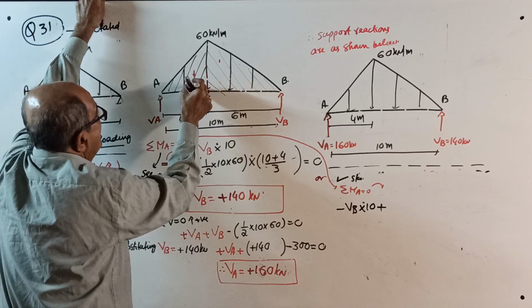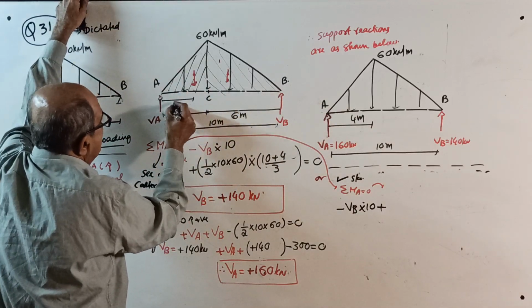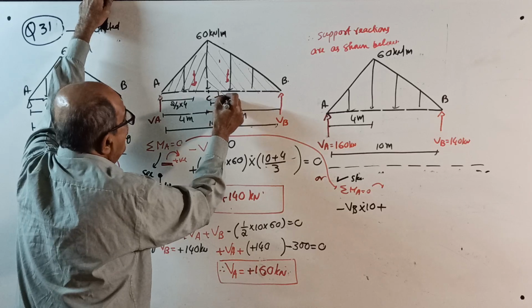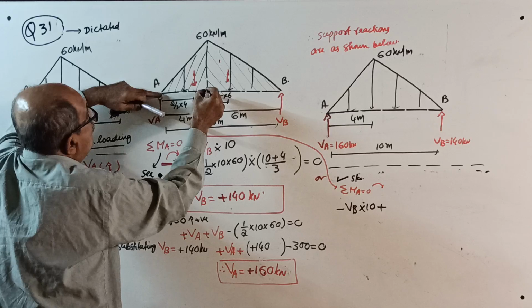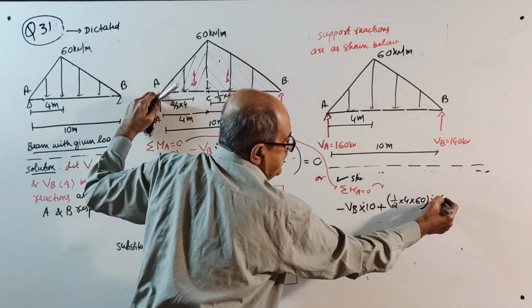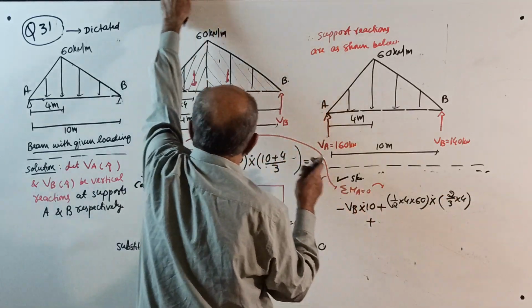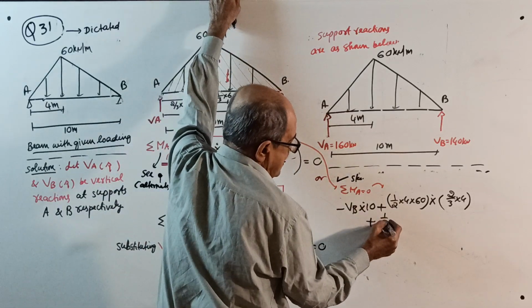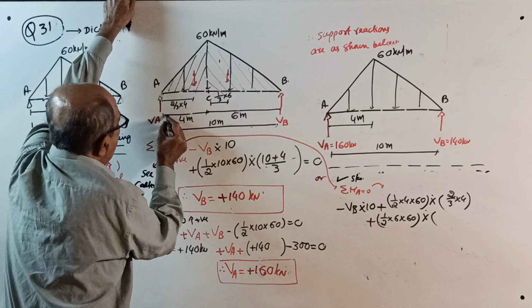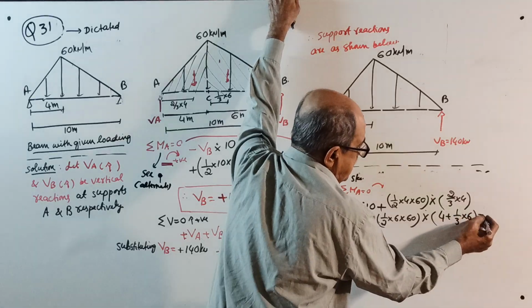See, one load here, one more load here. Remember, from here to here is 2 by 3 of 4. From here to here is 1 by 3 of 6. Okay. So, plus half into 4 into 60, the first load, multiplied by 2 by 3 of 4. Plus once again half into 6 into 60, the second load, into moment about A, 4 meter plus 1/3 of 6, equal to 0.